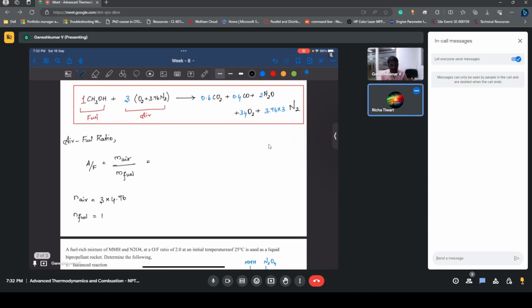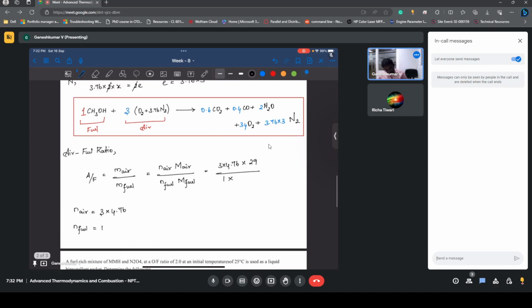So if the moles of air is known, then you know how to do it. It's just going to be moles of air times molecular weight of air, divided by moles of fuel times molecular weight of fuel. The molecular weight of air is around 29, right? 28. And moles of fuel is 1. And the molecular weight of fuel?